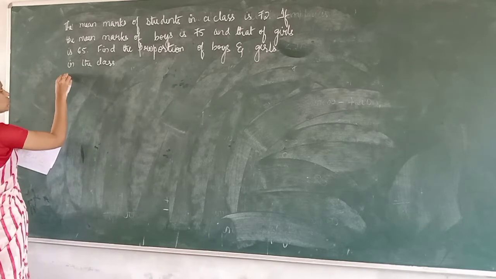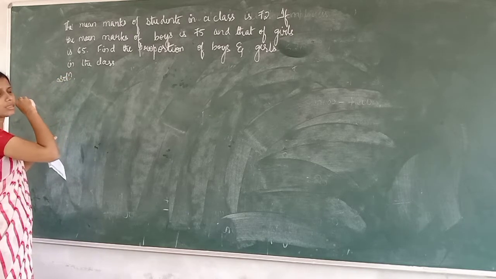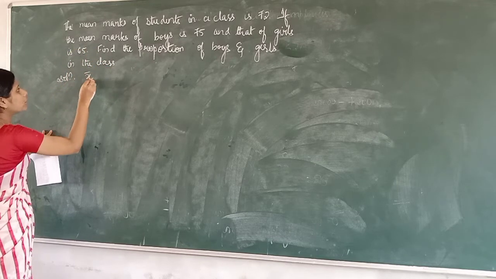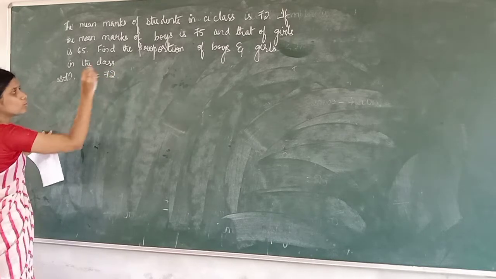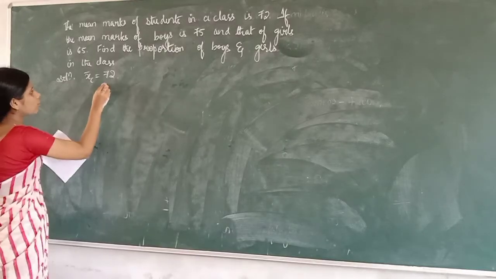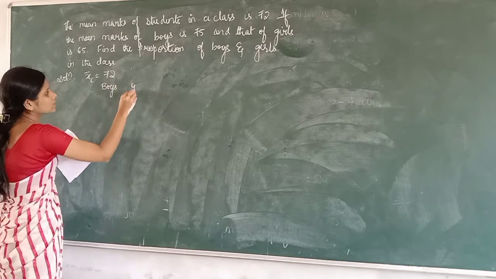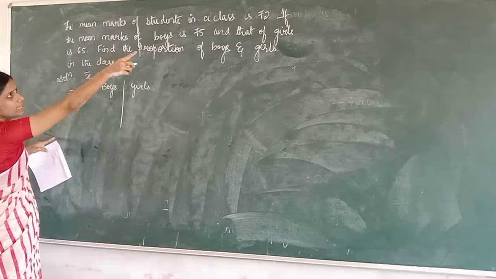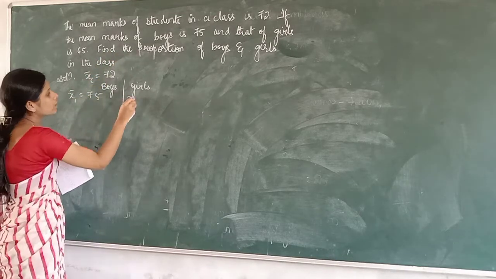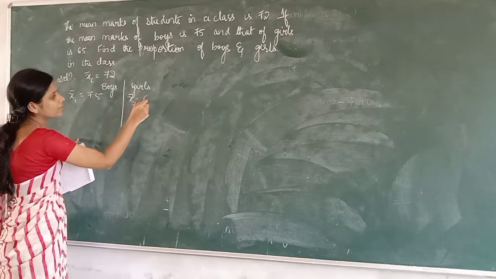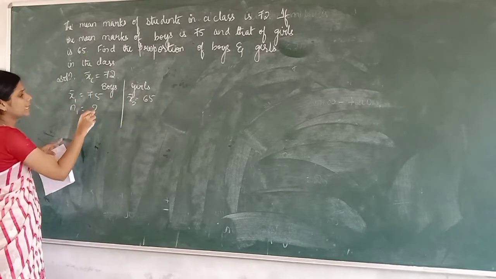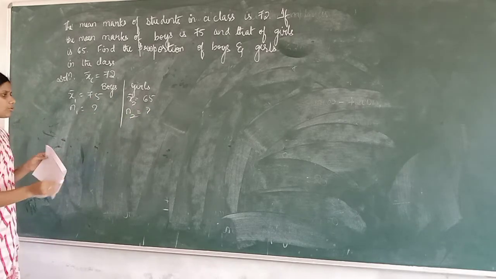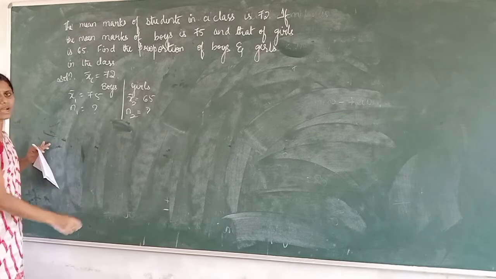First of all, in the solution you have to write what is given in the question. The mean marks of students in a class is given, that is nothing but the combined mean of boys and girls, 72. Next, we are provided with the information of boys as well as girls. The mean marks of boys is 75, whereas the mean marks of girls is 65. And we are asked to calculate N1, the number of boys, and N2, the number of girls, in proportion. So how to calculate this?